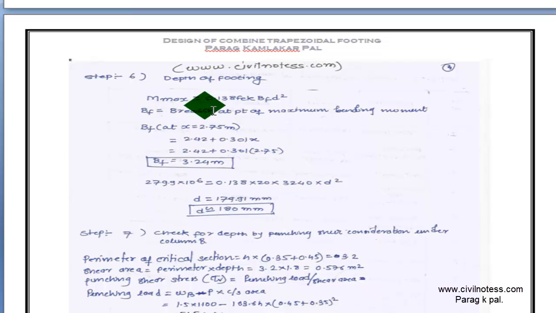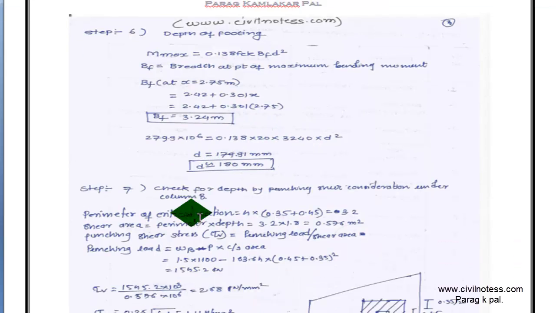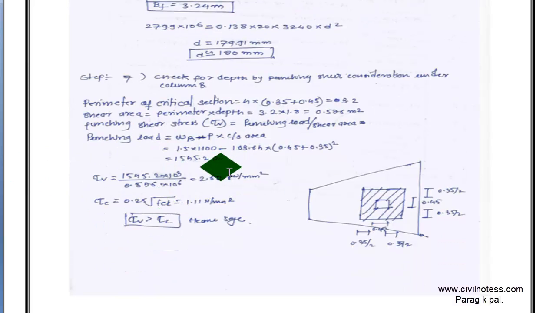Now check for the punching shear. Punching shear is perimeter multiplied by depth. Punching load you have to calculate, tau v and tau c. Check it out, here it is the same. Our nominal shear stress is greater than shear stress, so it is the same. Now go for the transverse reinforcement. Make the same table here: upward transverse reaction, transverse projection, cantilever bending moment, transverse length, AST, spacing, and actual spacing provided. So use all these values, first this value, then this value.